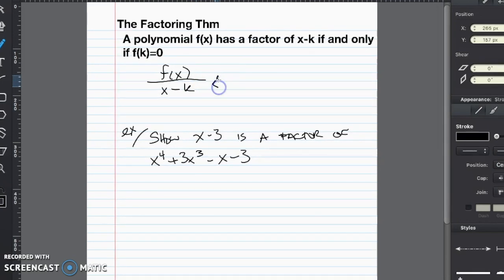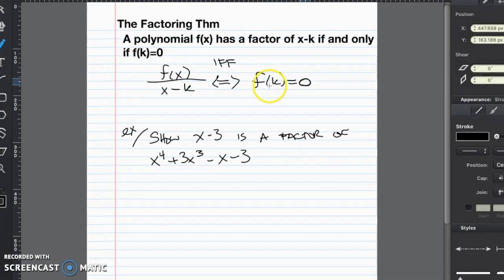divides evenly if and only if. This is a symbol for if and only if, or we can use the symbol IFF. So this goes back to our literacy, right? IFF for shorthand. Either one of those will work. Please only write one. I'm going to say it again: if you're listening, please only write one of these. It doesn't matter which one. They mean the same thing. If and only if f of k this time is equal to 0.